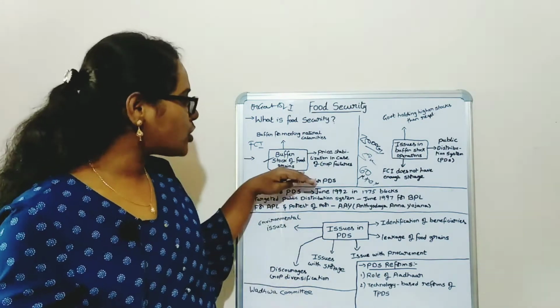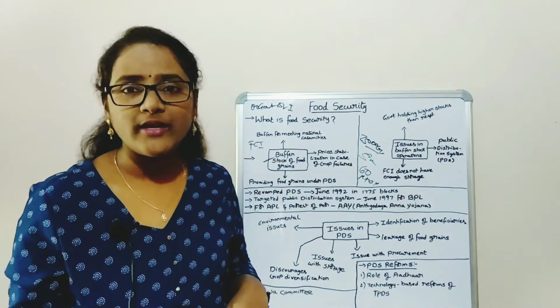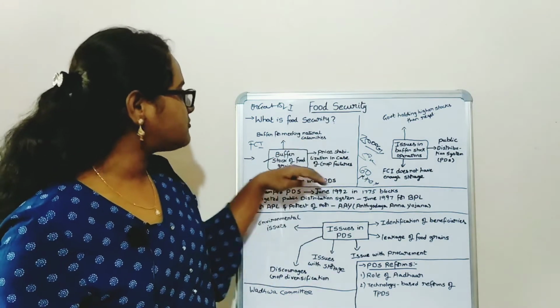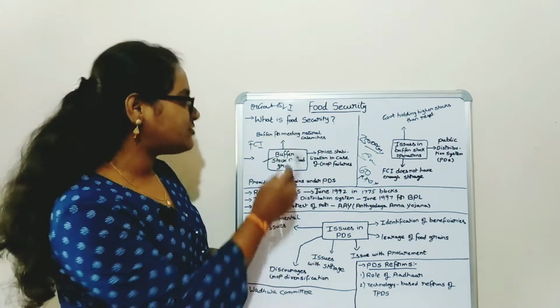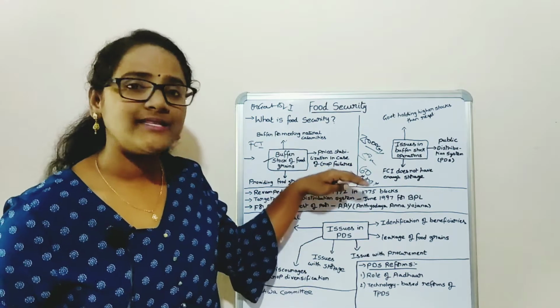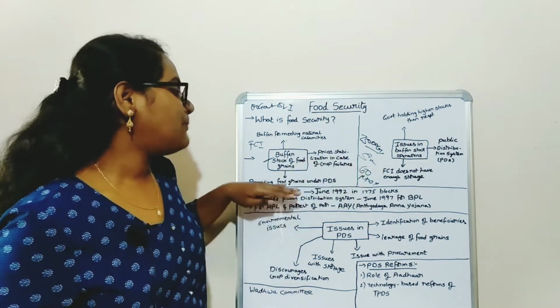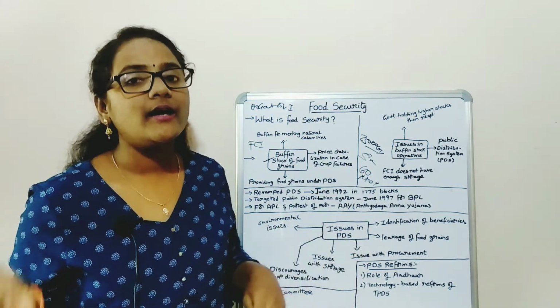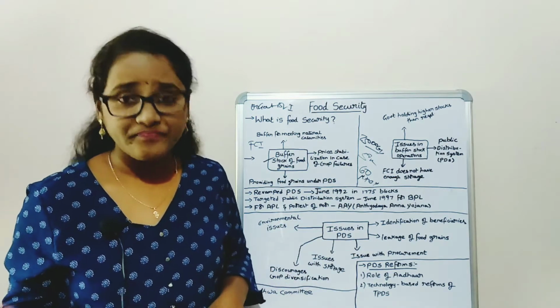So this buffer stock of food grains is very important for these three reasons. That is, to meet natural calamities, for price stabilization in case of crop failures, and for providing food grains under the public distribution system.